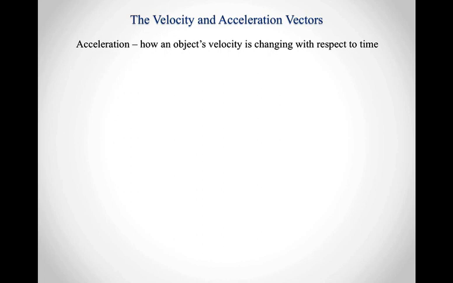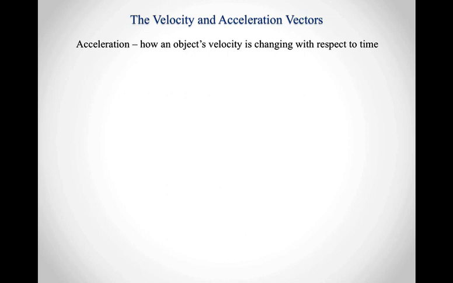So one of the most critical ideas that we can understand in terms of describing an object's motion is understanding the relationship between the object's velocity vector and its acceleration vector. So again, just to remind ourselves, acceleration is how an object's velocity is changing with respect to time. So the acceleration vector is going to tell you how the velocity vector is changing.